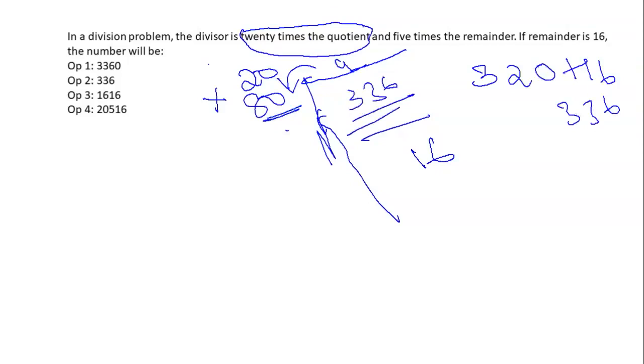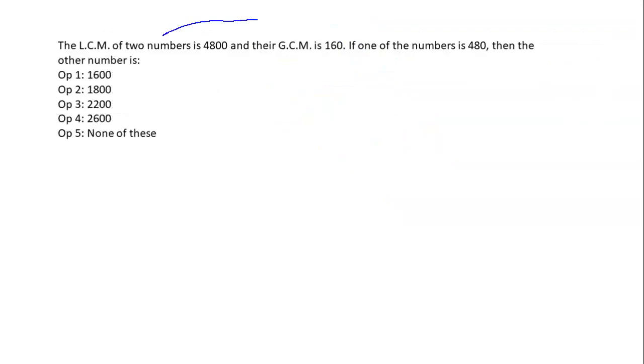Okay, next question. The LCM of two numbers is 48870. If one of the numbers is 480, then the other number is. It should be obvious. Correct?